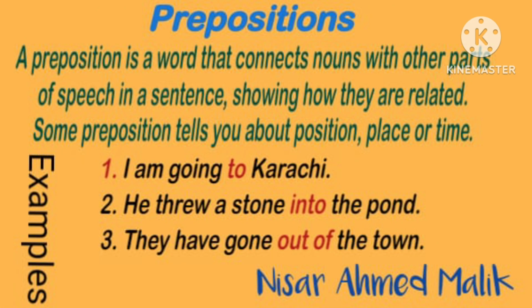A preposition is a word that connects nouns with other parts of speech in a sentence, showing how they are related. Some prepositions tell you about position, place or time. Examples. 1. I am going to Karachi. 2. He threw a stone into the pond. 3. They have gone out of the town. Here, to, into, out of are prepositions.